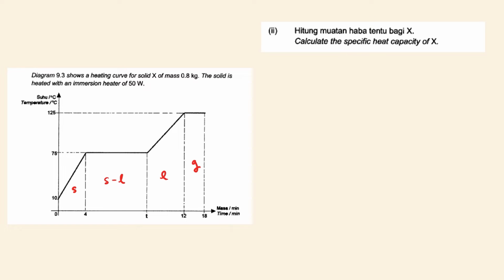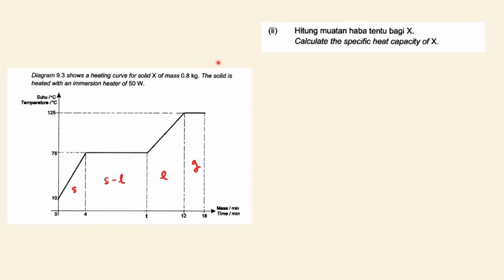First off, the question has given us a diagram which shows a heating curve for solid X of mass 0.8 kg. The solid is heated with an immersion heater of 50 watts, and the question has asked us to calculate the specific heat capacity of X. Now, when we get a diagram of a heating curve, we know that it's a phase diagram which shows the transition of the substance from, if it starts from a solid, usually from solid to liquid and gas.